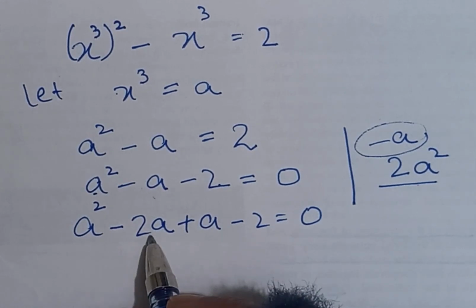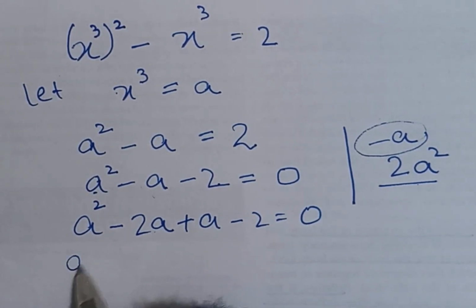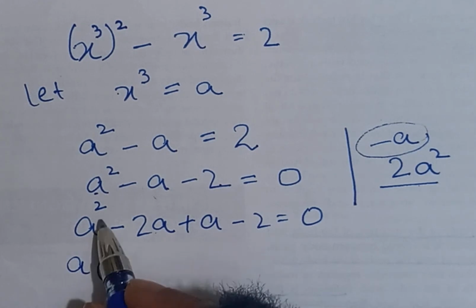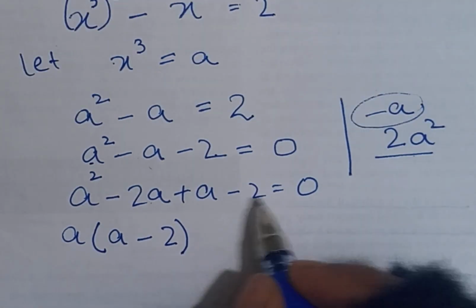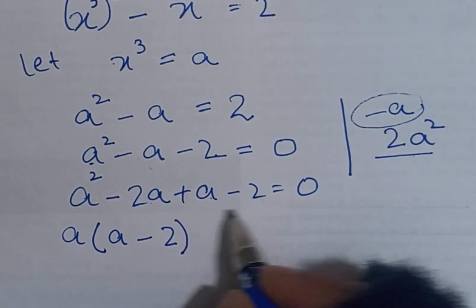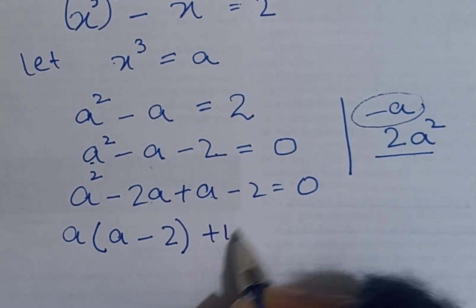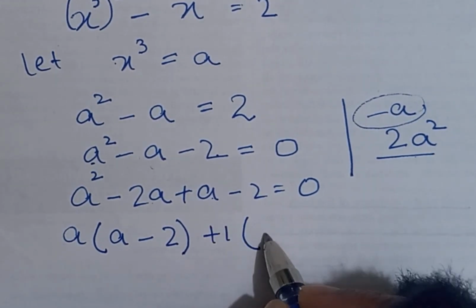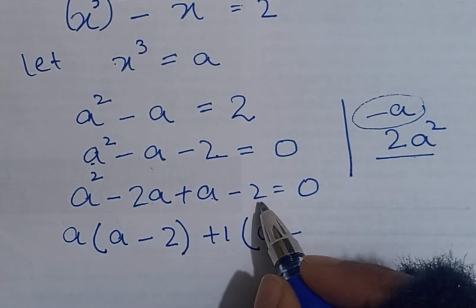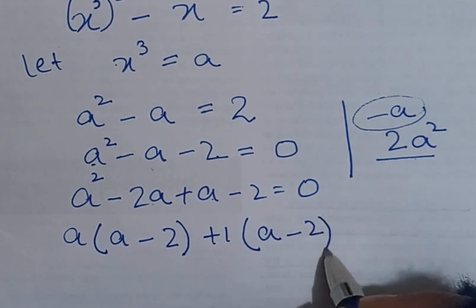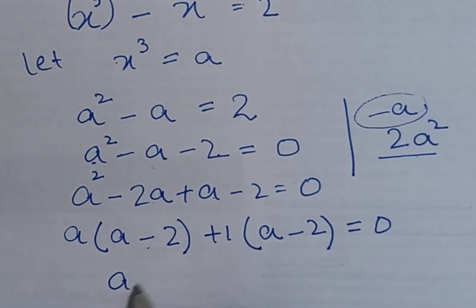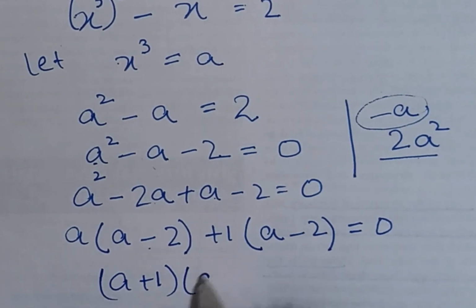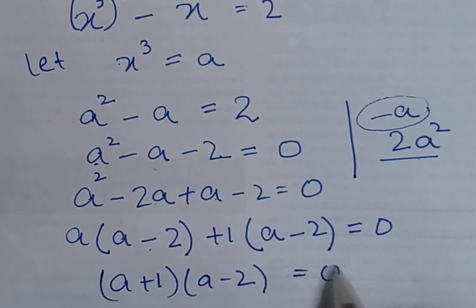For the next step, look at the a involved in the first two terms, so we take it common. Dividing a squared by a, we get a, and dividing 2a by a, we get 2. Look at the last two terms, we take 1 common, just plus 1. Dividing a by 1, we get a, and dividing 2 by 1, we get 2. The right hand side is 0. So after that, we can write this as a plus 1 multiplied by a minus 2. The right hand side is 0.